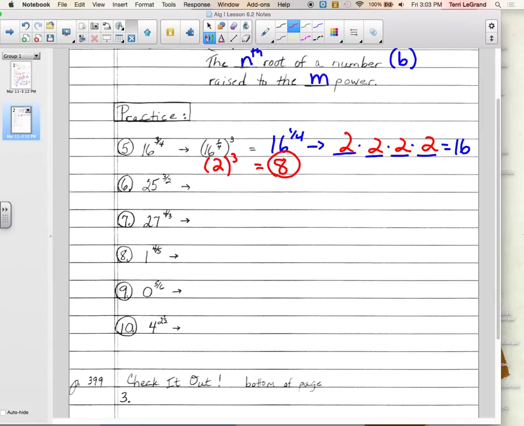So 16 to the 3/4 power is 8. So our answer would be 8. Okay, I want you to take the next one. The only thing I want you to do is rewrite it as a power to a power. Only step I want you to take right now, I want you to make sure that you know how to rename that as a power to a power.